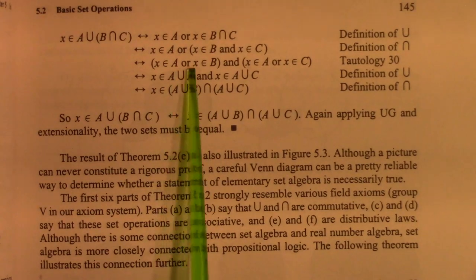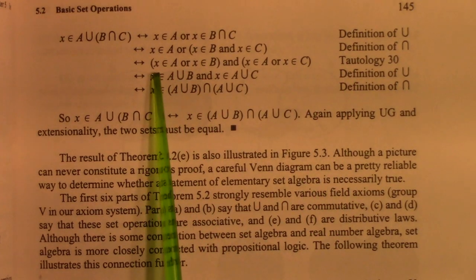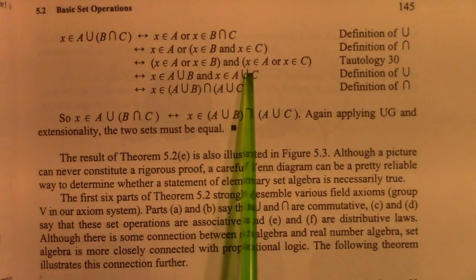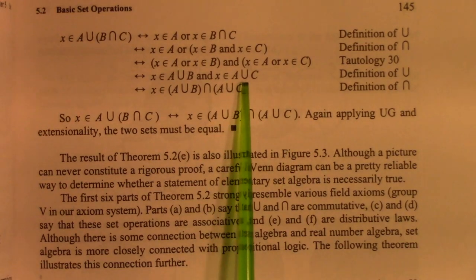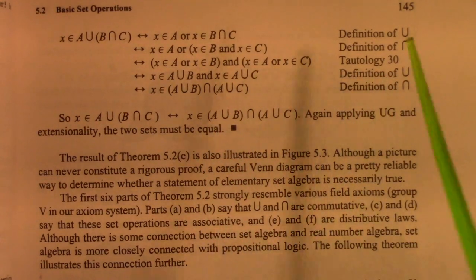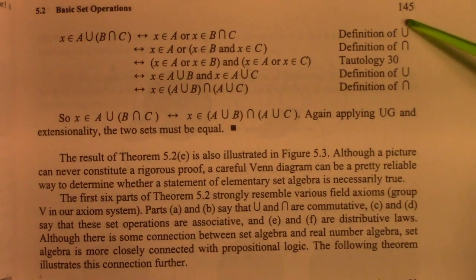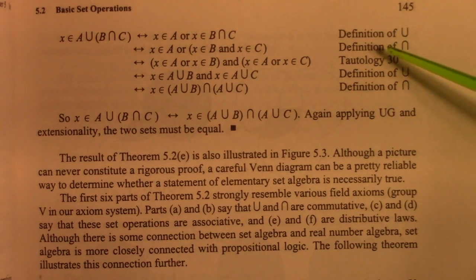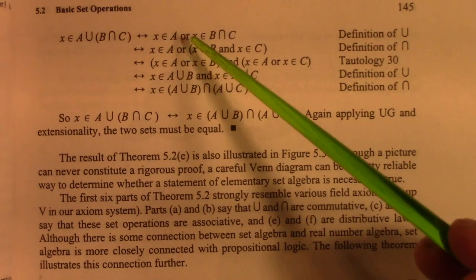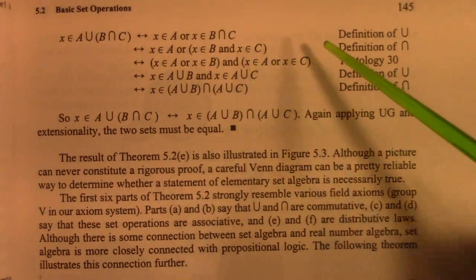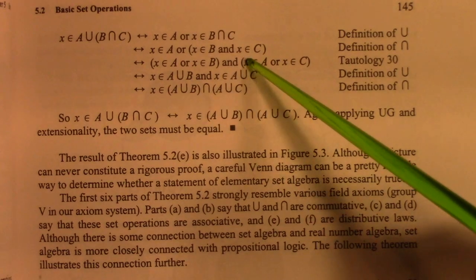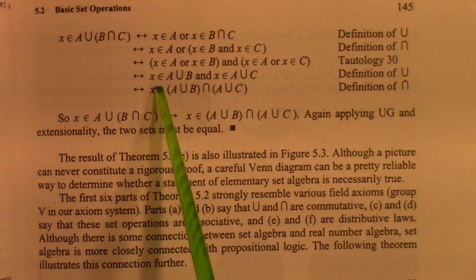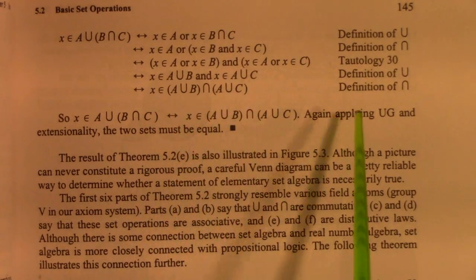All right, so that's by tautology 30, and then what you've got is, okay, so X is in A or X is in B, which means X is in the union. X is in A or X is in C, which means X is in that union. So by definition of union, we get this step. So these comments over here are referring to the step which was just taken, right? So going from here to here, that's the reason. That's the custom here. Here to here, we have what? X is in this and that, which means it's in the intersection.